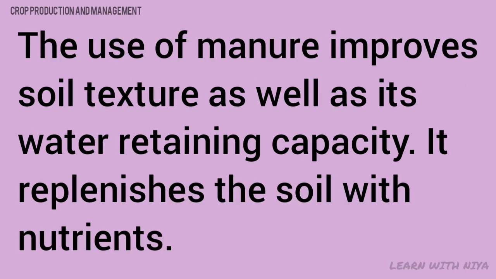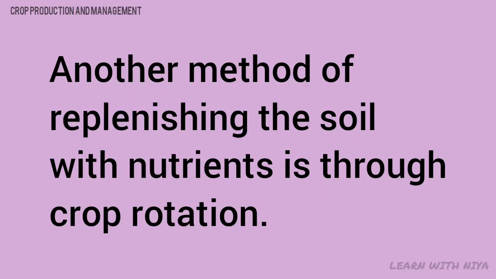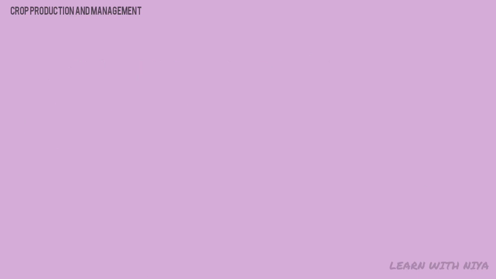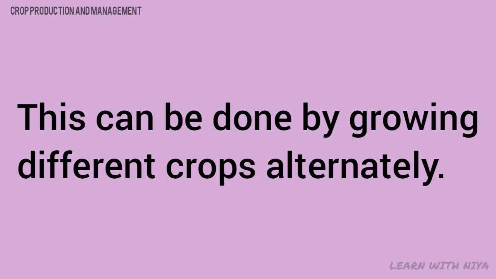The use of manure improves soil texture as well as its water retaining capacity. It replenishes the soil with nutrients. Another method of replenishing the soil with nutrients is through crop rotation. This can be done by growing different crops alternately.